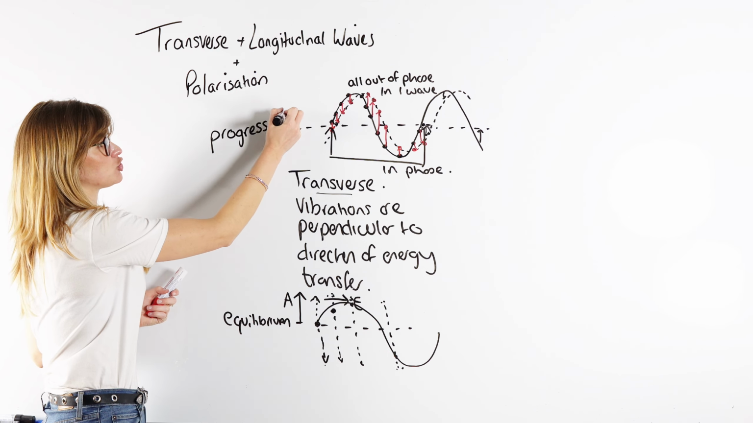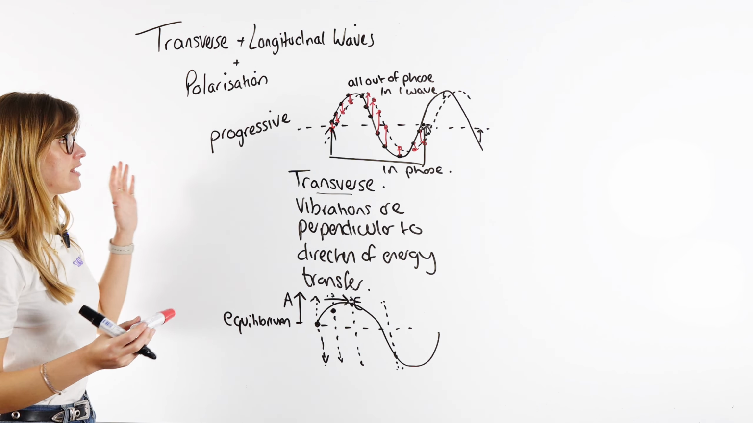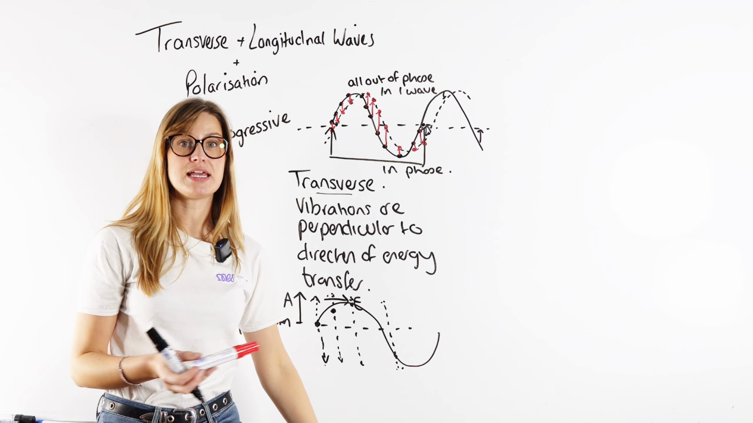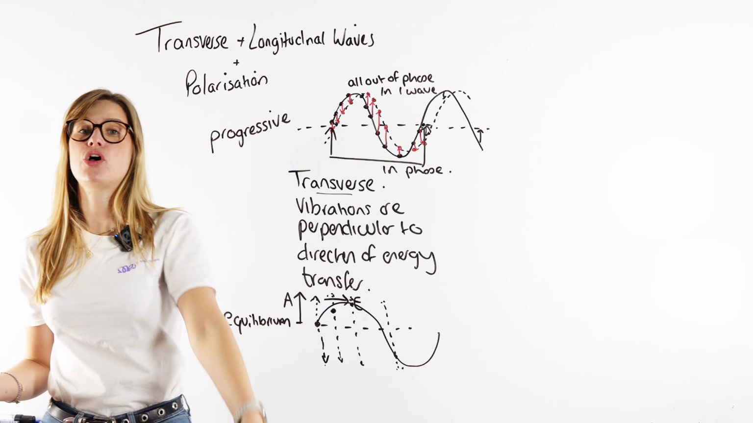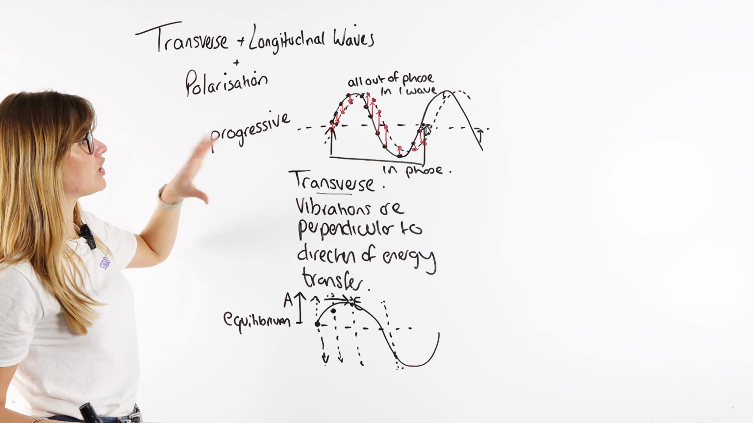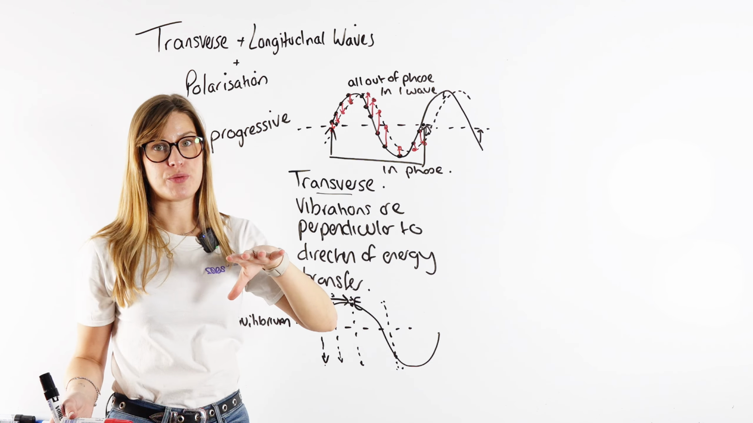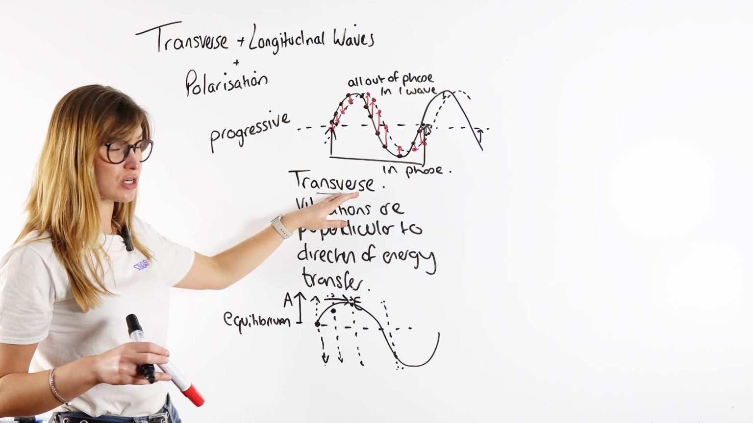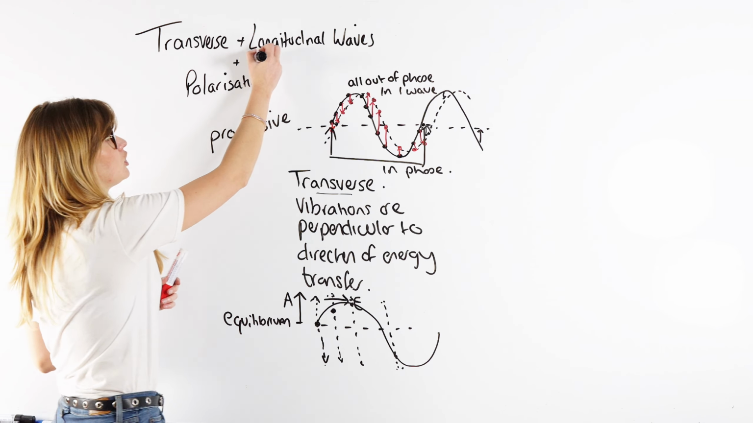Sometimes you might see it called a traveling wave. So what that means is the energy transfer across the room over time, okay? So it's like my sound is traveling right now across the room. It's a traveling wave or a progressive wave because the sound is traveling across the room. However, sound is not a transverse wave. Sound is a longitudinal wave.